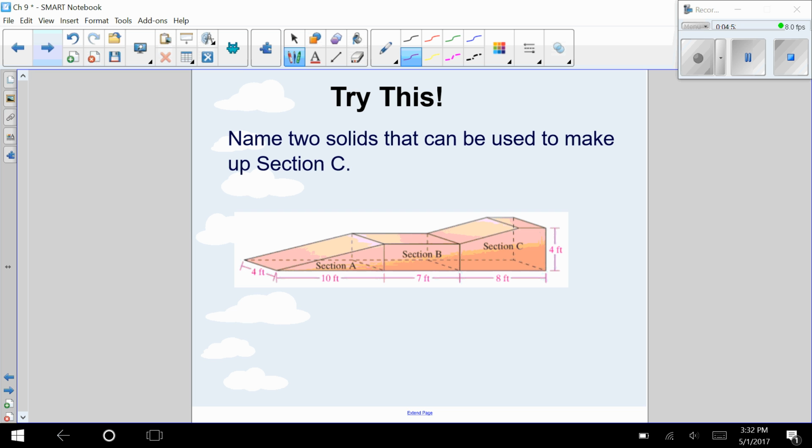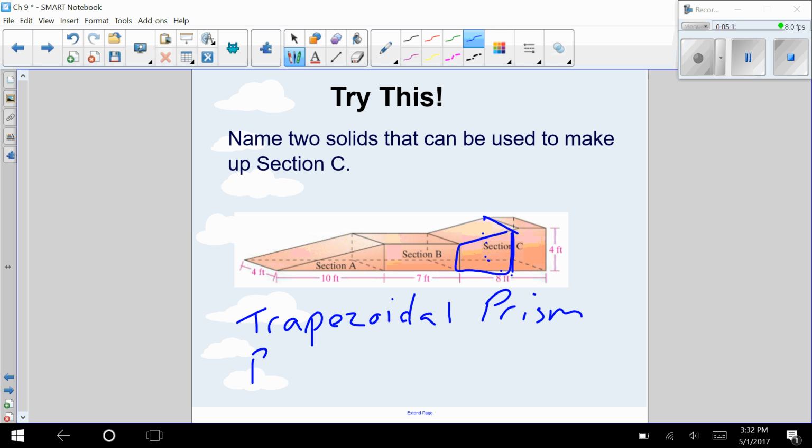So now, if I try to name 2 solids that could make up section C, I would split it right about here. Then on the left, we would have a trapezoidal prism. And on the right, we would have a rectangular prism.